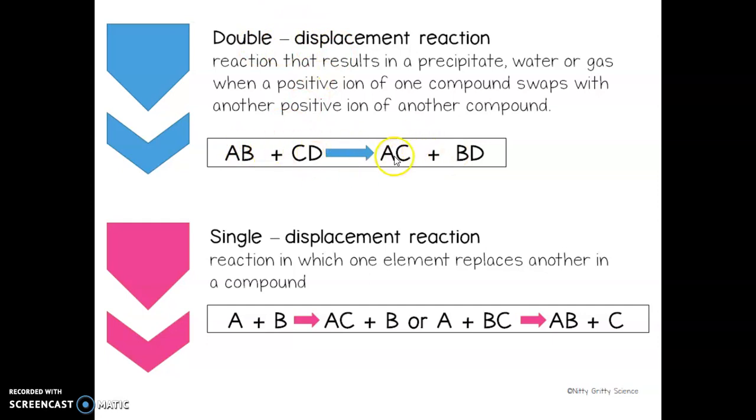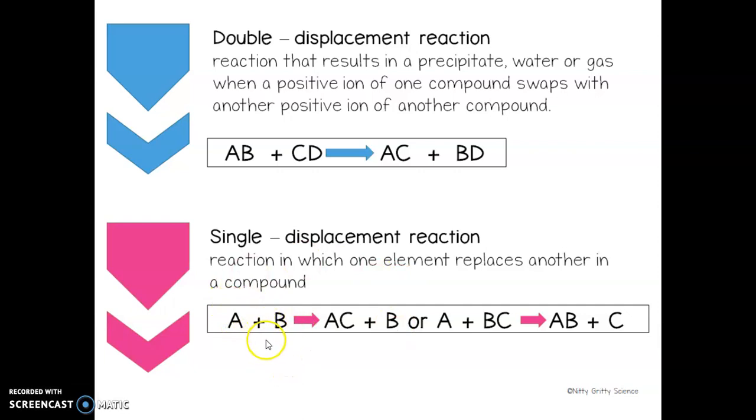AB and CD turn into AC and BD. So you swap partners. Now a single displacement reaction, notice this says OR, so just mark this through right now. In this reaction, one element replaces another in a compound.